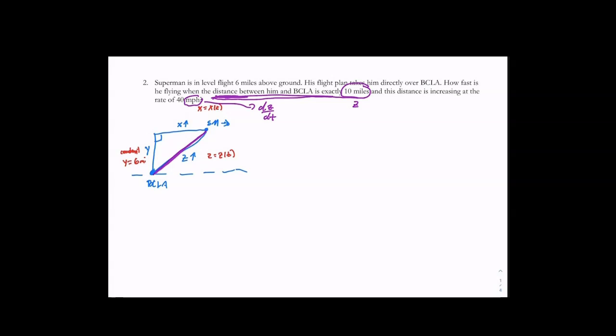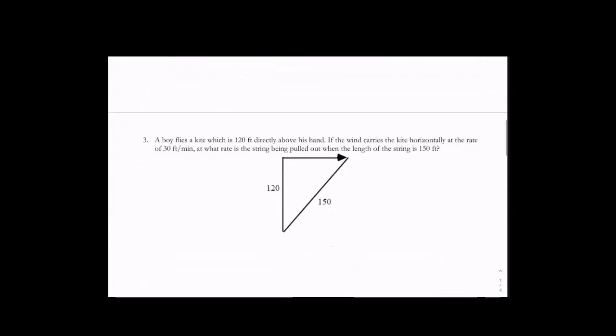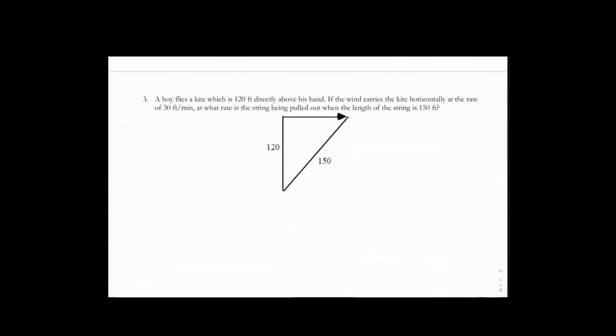Would it be the dx dt? Bx dt, correct. Now this is a very similar problem right here. This problem is very, very similar, except for what is constant and what is changing. And actually this problem right here is basically identical. All right, so the kite is always 120 feet above.